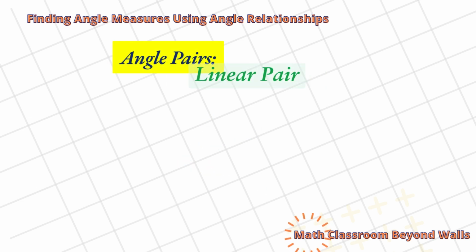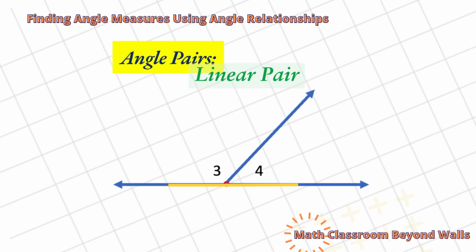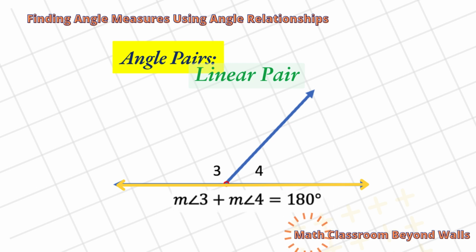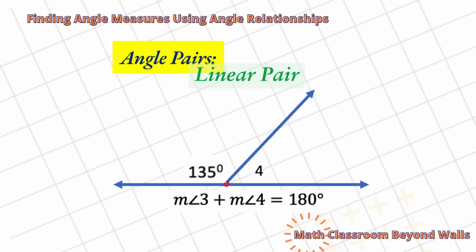Second, linear pair. These are two adjacent angles whose non-common sides form a straight line. Here, angle 3 and angle 4 are a linear pair. The sum of the measures of the two angles is 180 degrees. That is, the measure of angle 3 plus the measure of angle 4 equals 180 degrees. Thus, if one angle has a measure of 135 degrees, then the other must be 45 degrees as shown.